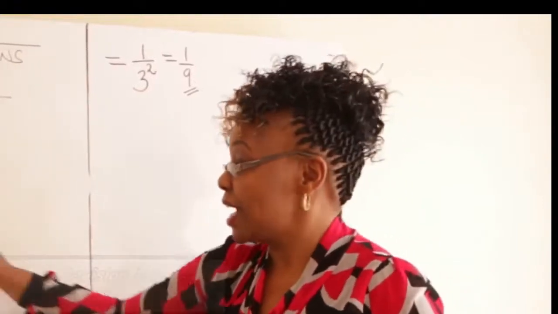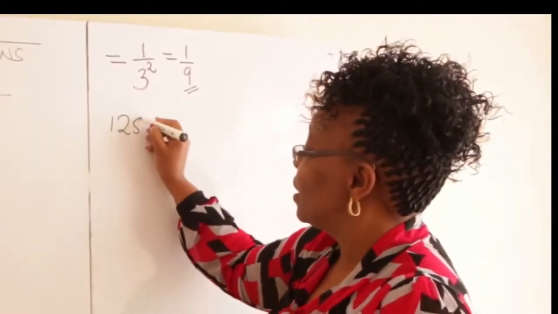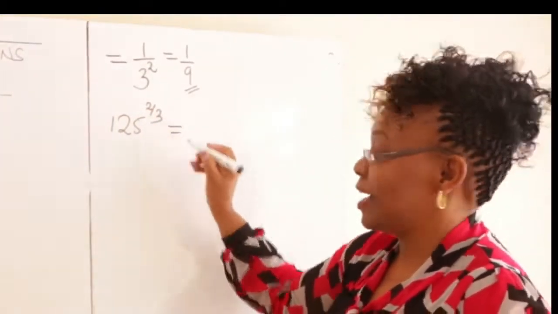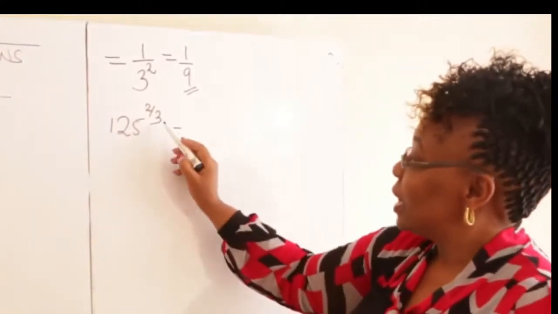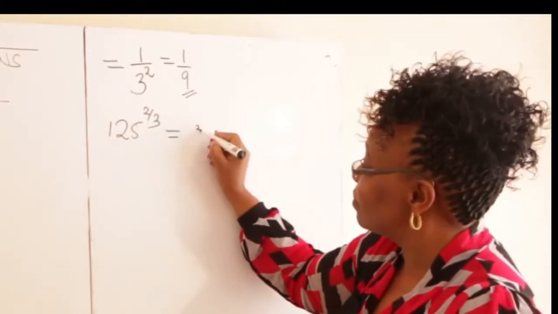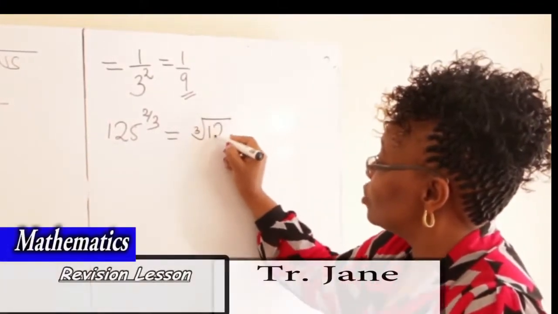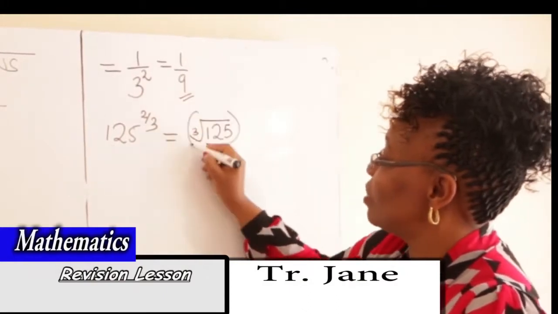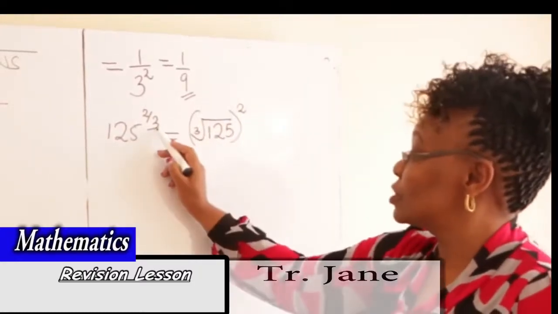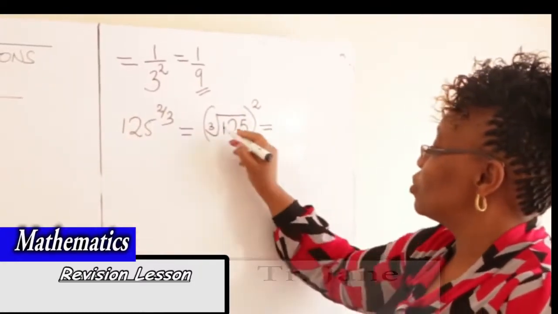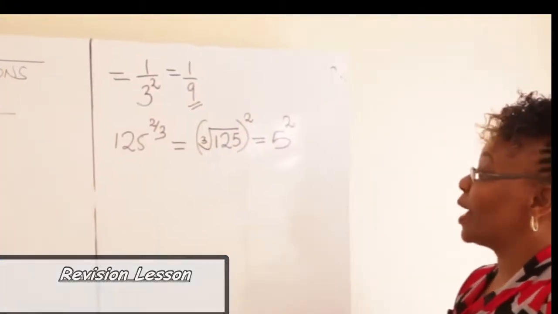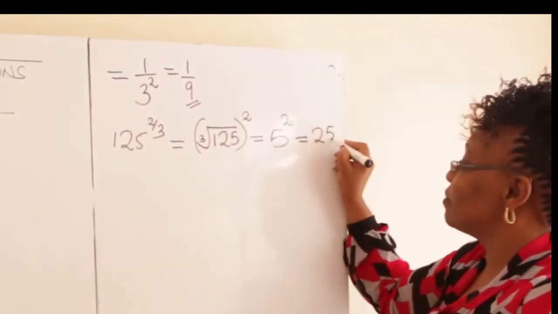We go to the next term. 125 raised to 2 over 3. Learner, I hope you are remembering our laws. This means cube root of 125, and then you do what? You square. Cube root of 125 is 5, and you square. This gives you 25.